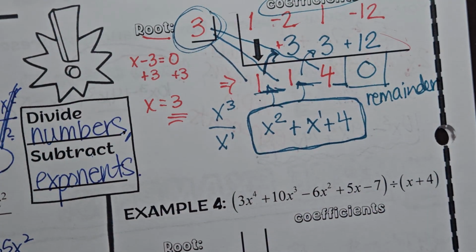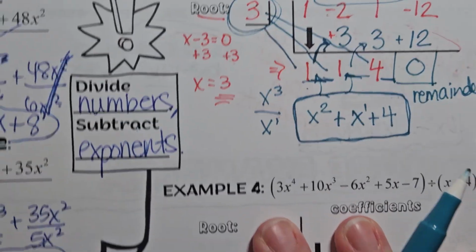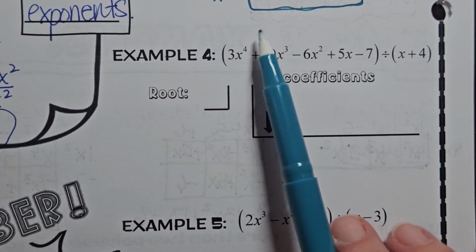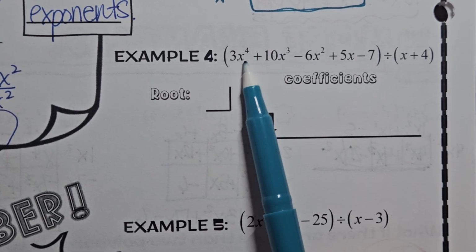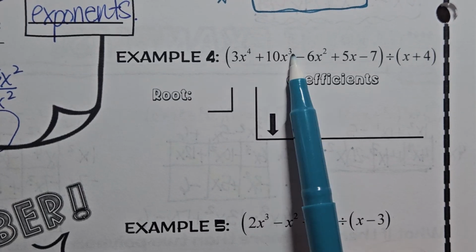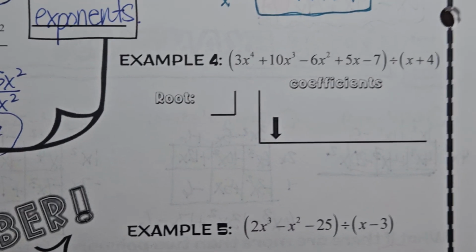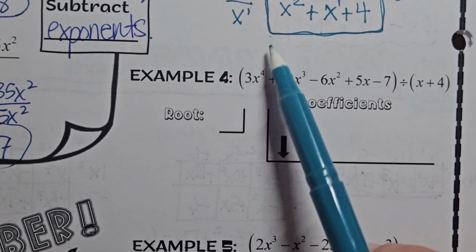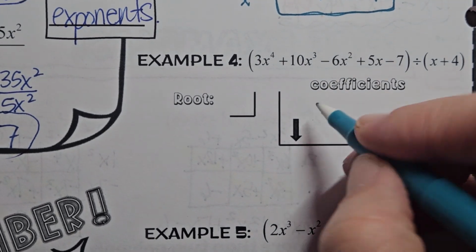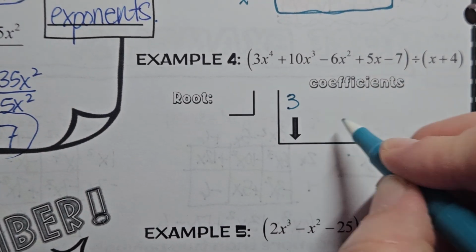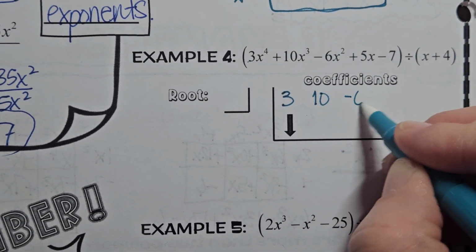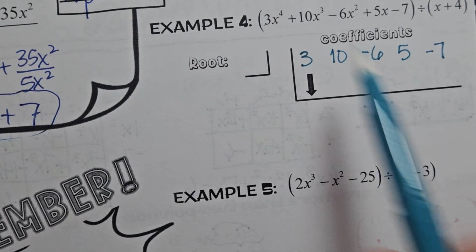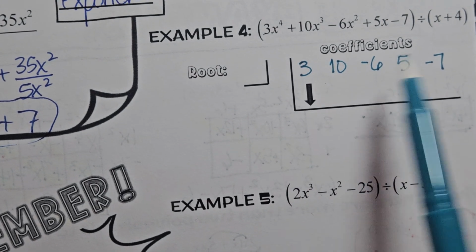So obviously we're going to do some more examples. Okay. So the next one, we have a quartic, as in 4th degree, 4, 3, 2, 1, 0. All right, so again, we take the coefficients of that first polynomial, the dividend, and we write out our coefficients in order. So 3, 10, negative 6, 5, negative 7. I just list those out. No letters, no variables, just the coefficients.